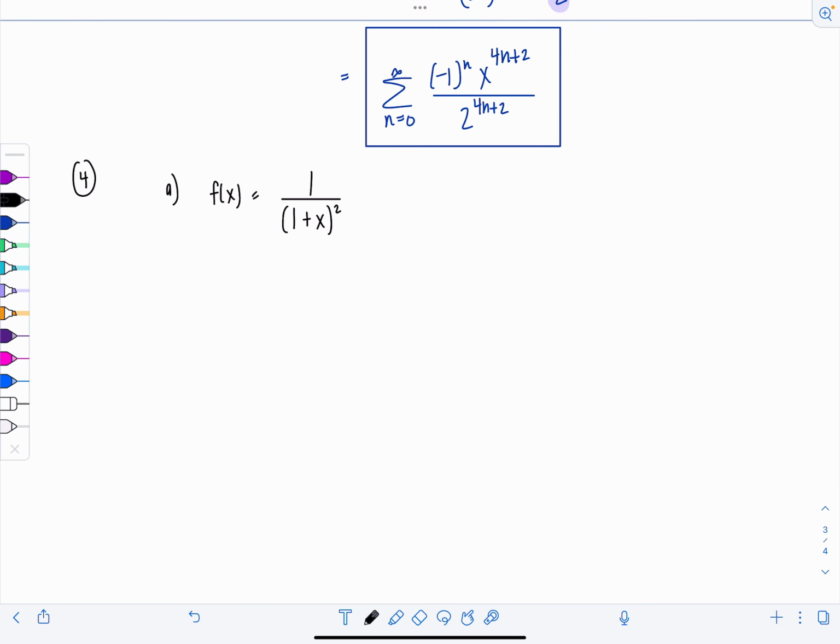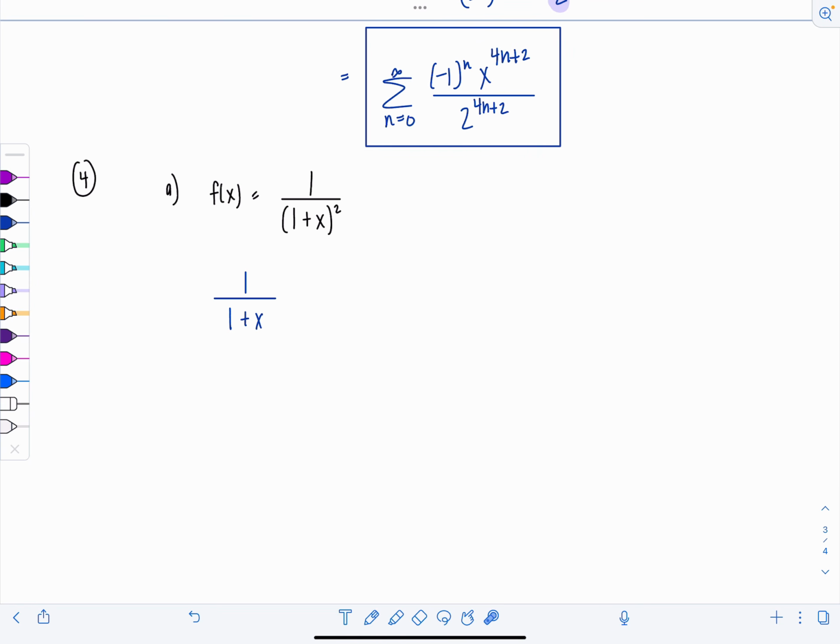Ooh, this is the second scenario now, okay? Anytime you see an exponent down here, what you're going to need to do is first find a power series for the plain version. Plain version being just 1 over 1 plus x. Then you're going to differentiate the appropriate number of times to make that exponent.